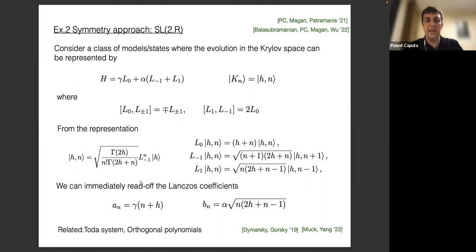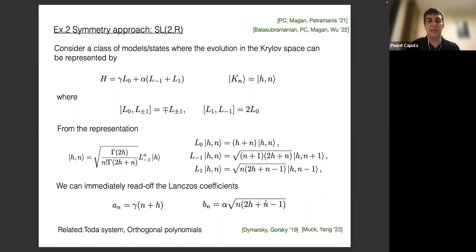The a_n's are just the diagonal pieces, so they go as gamma times the coefficient in front of the basis, which is h plus n. And b_n goes like this alpha coefficient, and then the factor that appears in front of the lowering operator, which is precisely this factor here. So this is b_n. As long as you can map your evolution of operator or evolution of states into this form, you can generically solve the Schrödinger equation and compute the complexity and the a_n's and b_n's.